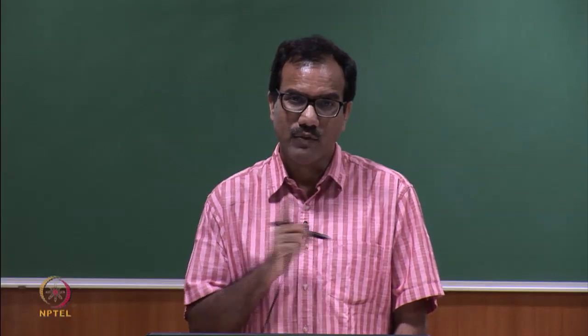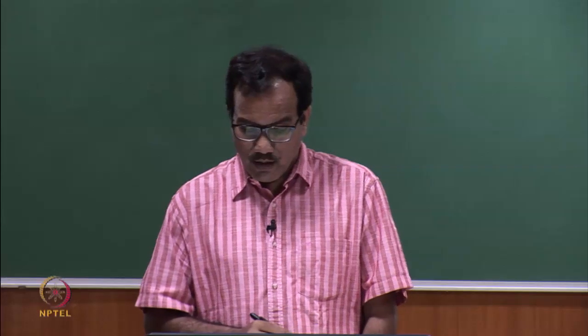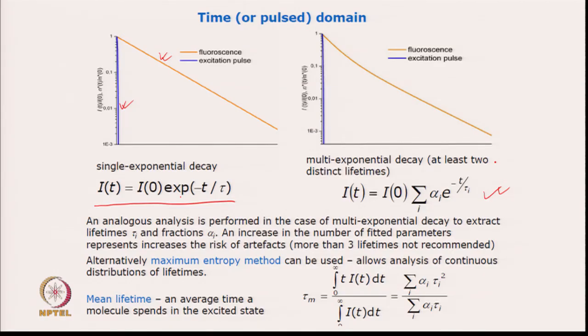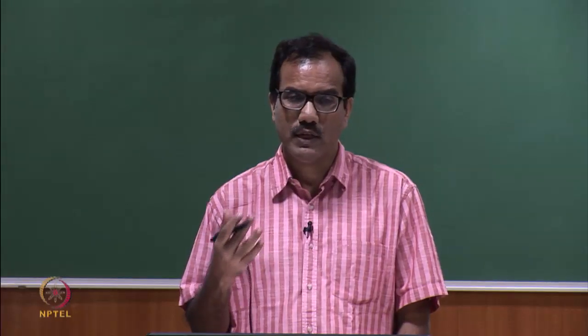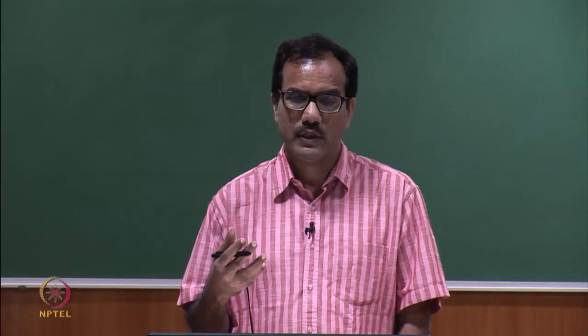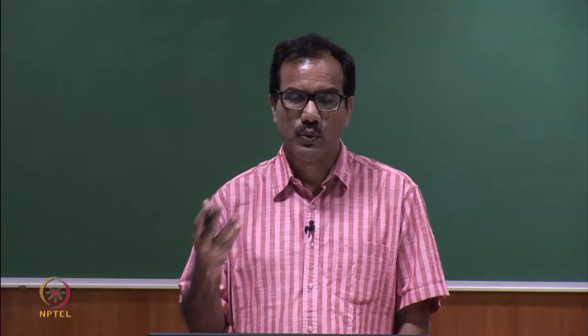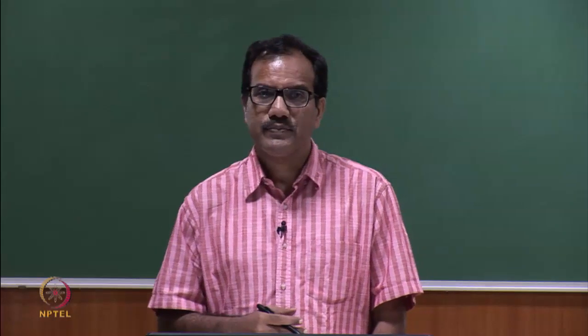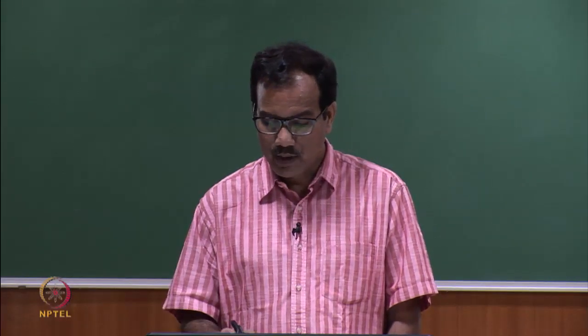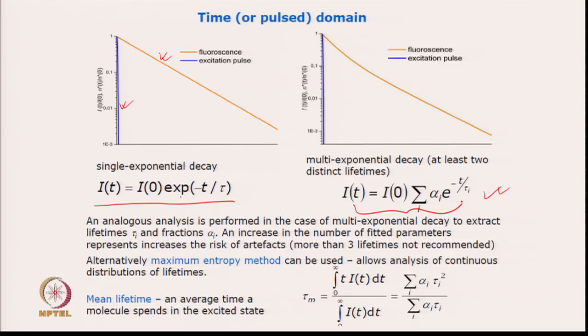and that one fluorophore has only one lifetime, then you will get this kind of curve. This is when there is more than one lifetime, and that can be because, suppose you are discussing a protein, there may be two tryptophans which are undergoing decay, so there will be contributions from two different tryptophans.